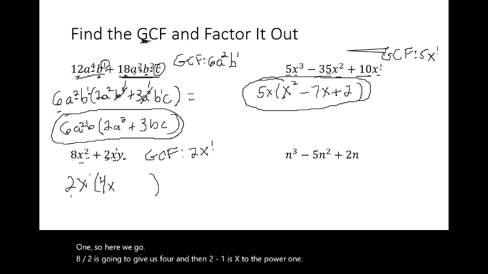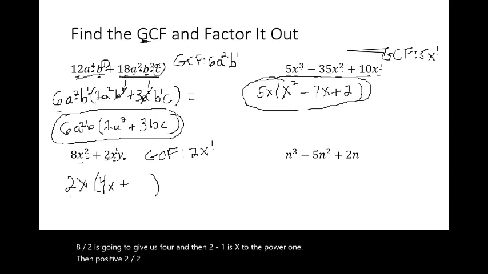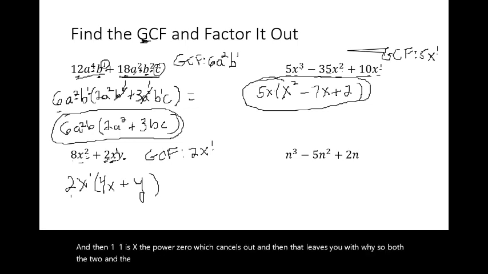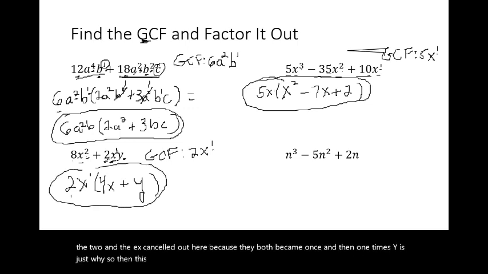Then positive 2 divided by 2 is positive 1. And then 1 minus 1 is x to the power 0, which cancels out. And then that leaves you with y. So both the 2 and the x canceled out here because they both became 1s. And then 1 times y is just y. So then this is going to be your final answer, and it is actually fully factored.